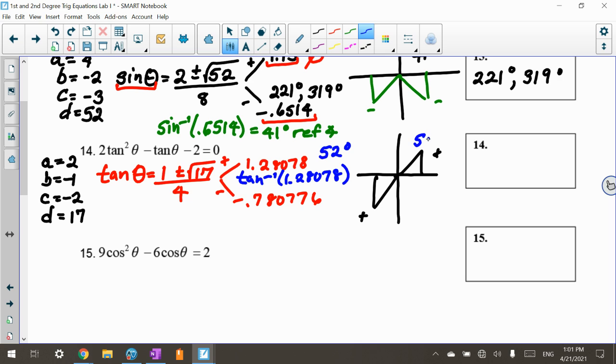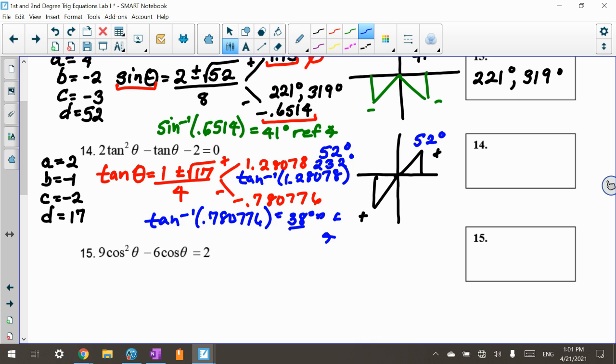52 degrees is here, and then I got to add 180 plus 52, so I'm going to get 232. So those are the two angles I'm going to get there. So that works for here. Now this is a negative, so what I would suggest that you do is do inverse tan of the positive 0.780776. When I put that in my calculator, I get 38 degrees, and it's a reference angle. This is not an answer, okay?